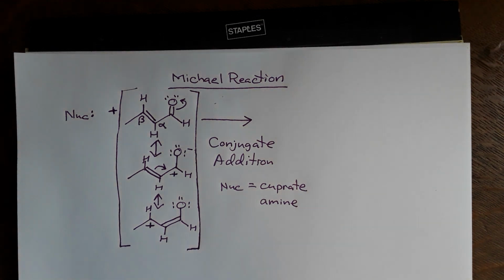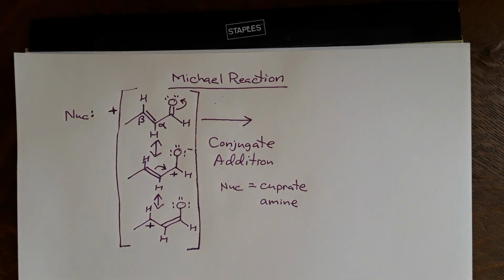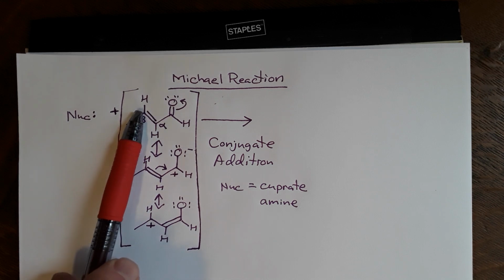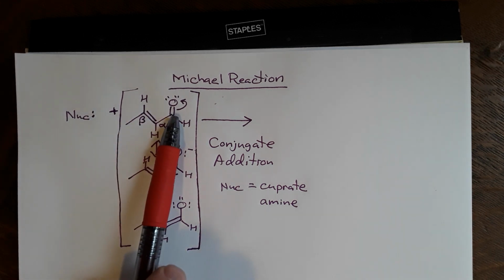Today we're going to learn about the Michael reaction, and this is a new way to form carbon-carbon bonds and to add to your repertoire here. So this is another way of forming a carbon-carbon bond using an enolate, and the electrophile in this case is an alpha-beta unsaturated carbonyl compound.